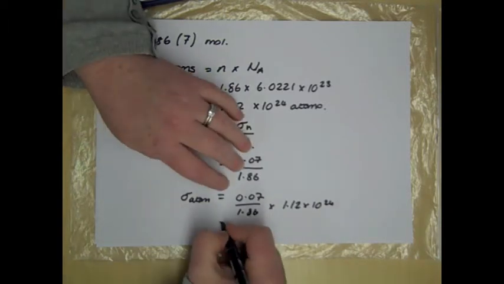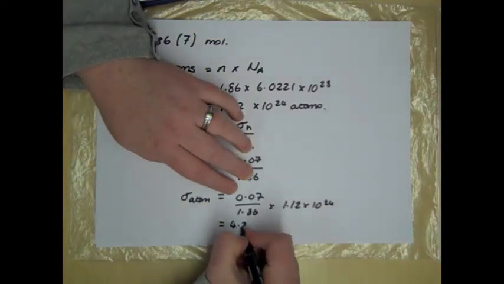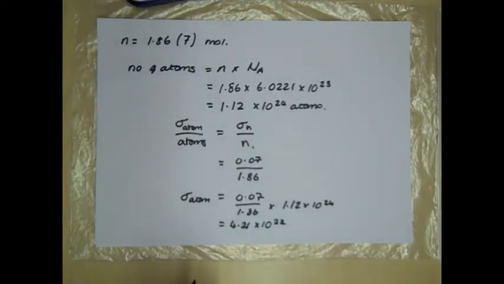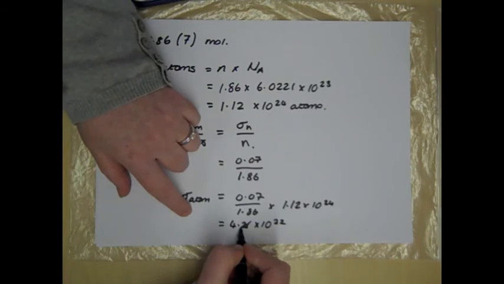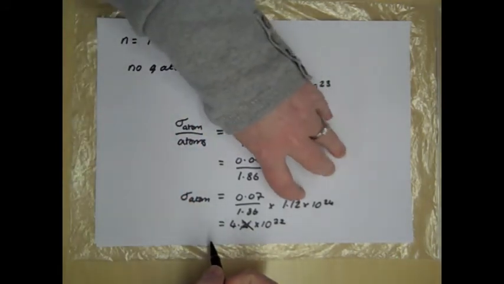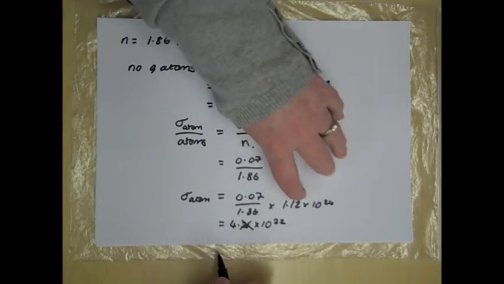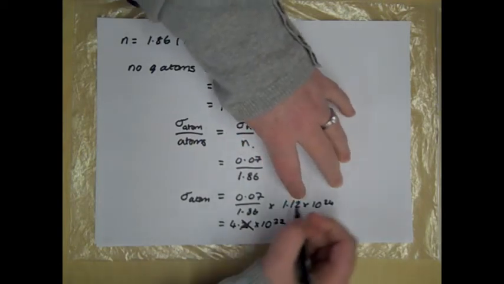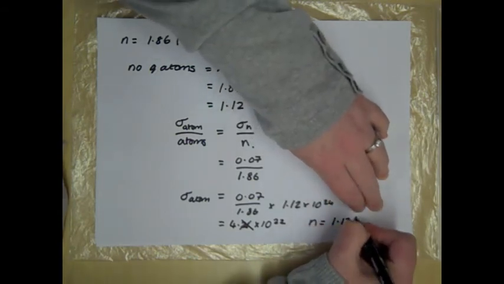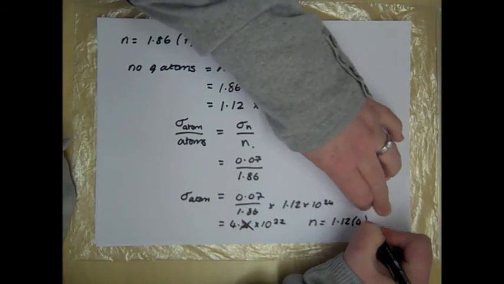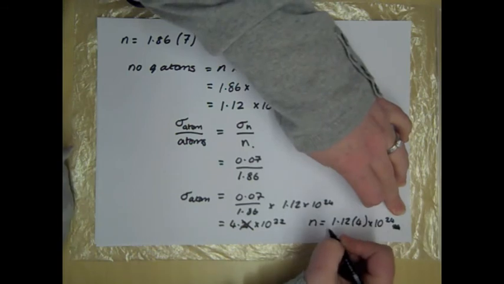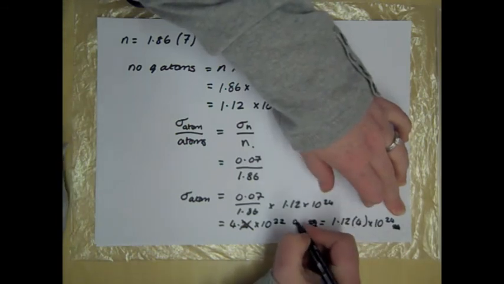Then I find out that my uncertainty in my number of atoms is 4.21 times 10 to the 22. So I don't really care about these two numbers, so 4 times 10 to the 22, which means that I've got an uncertainty of 4 in this very, very last digit here. So this becomes n is equal to 1.12 with an uncertainty of 4 times 10 to the 24. Sorry, this isn't n, of course. This is the number of atoms.